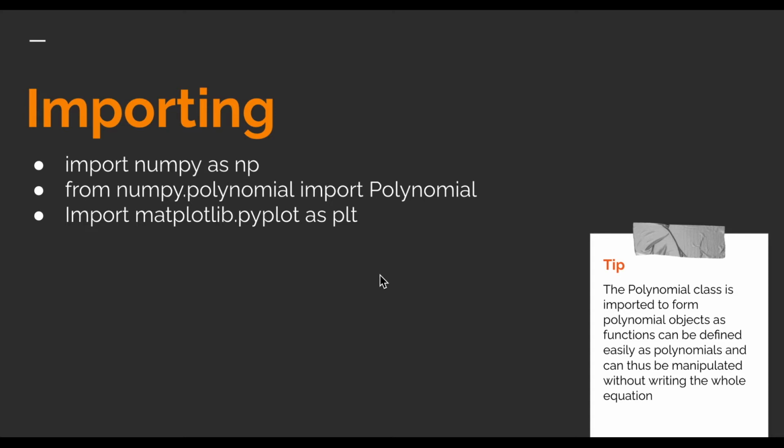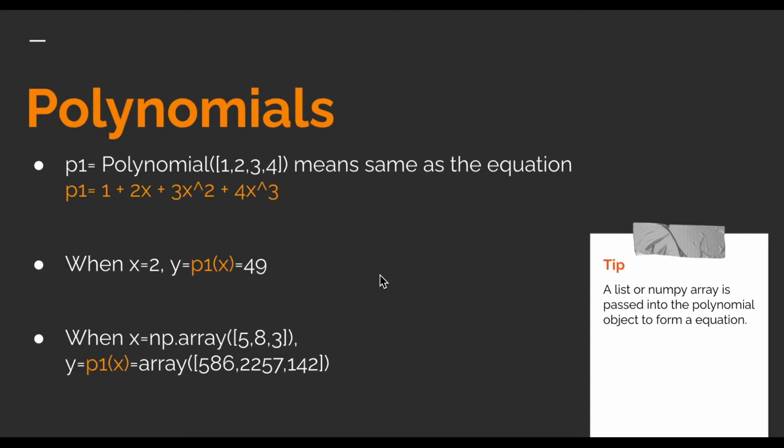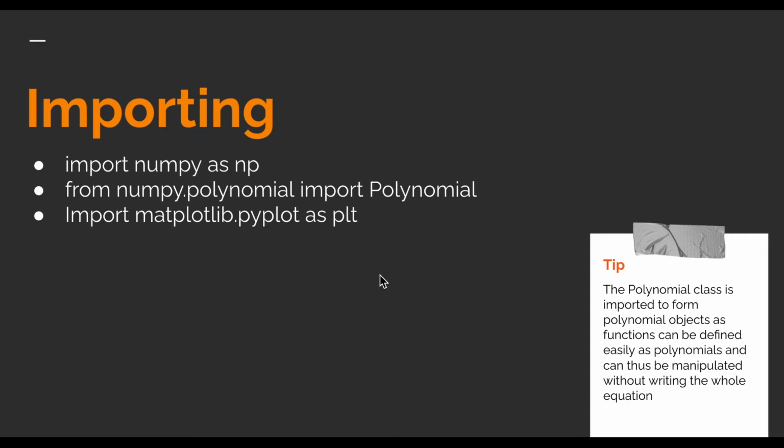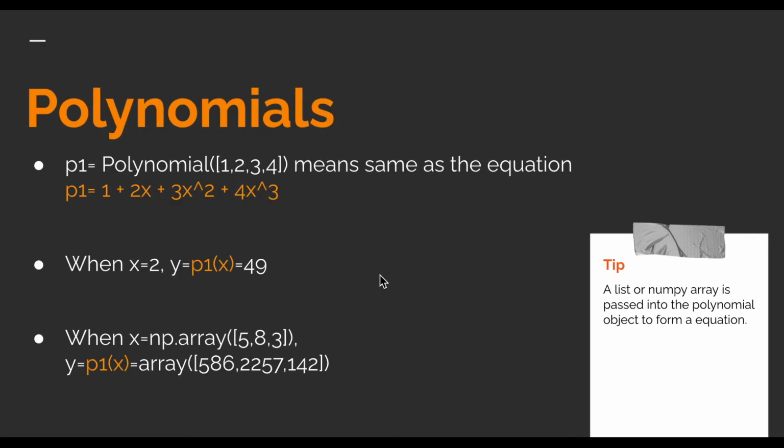So after writing these three lines of code, we need to define the polynomial, that is the function of y. So how do we write polynomials? After we have imported this class, writing a polynomial object is very easy. We just give some variable name, p1 for this case, and we write p1 is equal to Polynomial, and we pass an array list into the polynomial object. So it is very easy to write this kind of equation because it's just putting the list into the polynomial object. And what does this list mean?